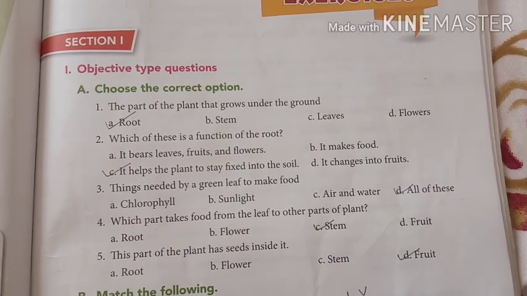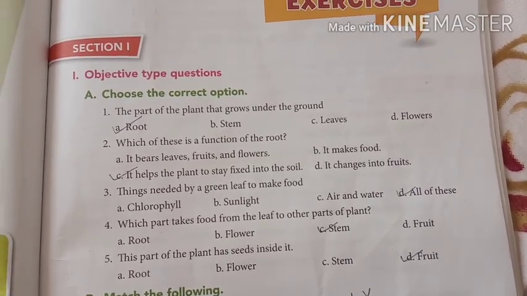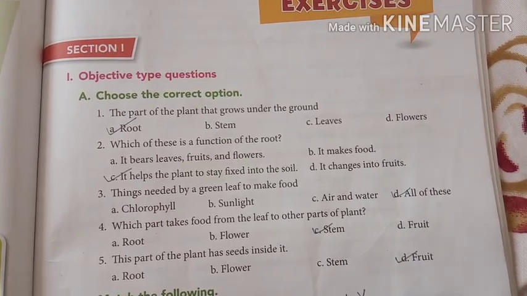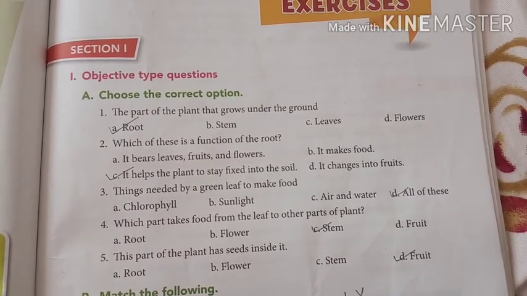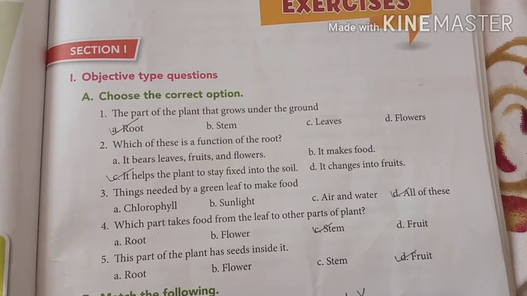The part of a plant that grows under the ground. So which part of a plant grows under the ground? Yes, root, stem, leaves or flower. So the correct answer is root.